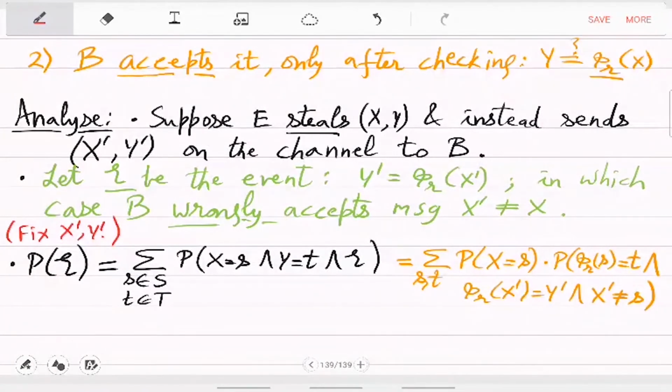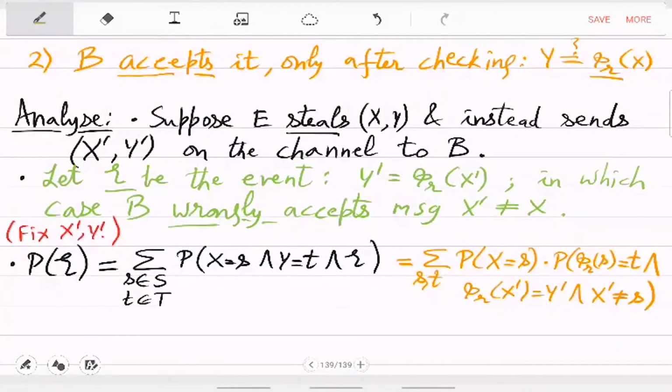Because Bob has already seen x prime, y prime, but Bob does not know what x and y were. So you are assuming x to be a string S, and the image of that is t. But it so happens that the hash function phi r maps x prime to exactly y prime, even though x prime is different from S. So this is the sum of errors.